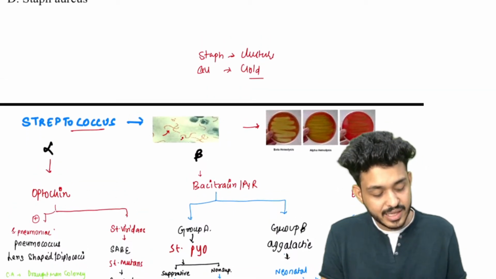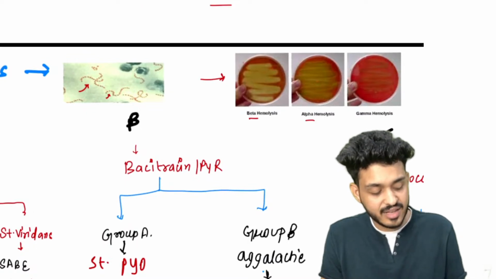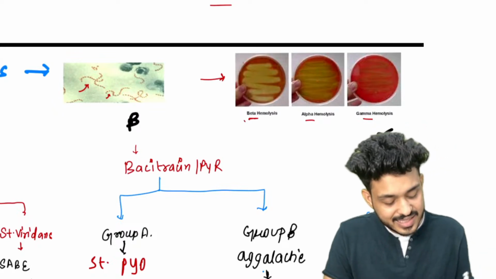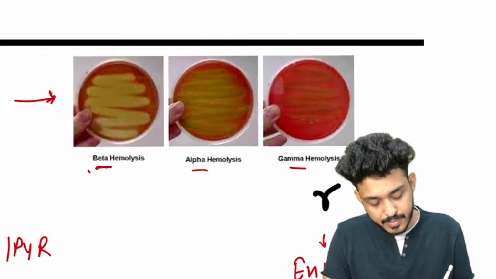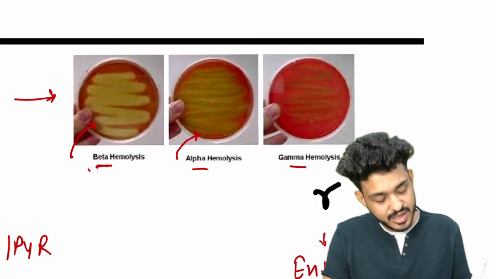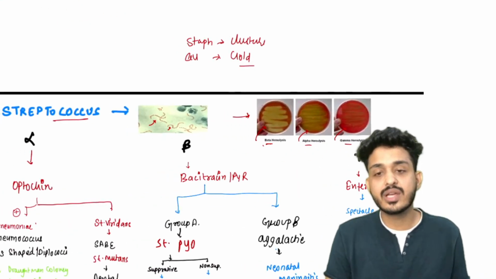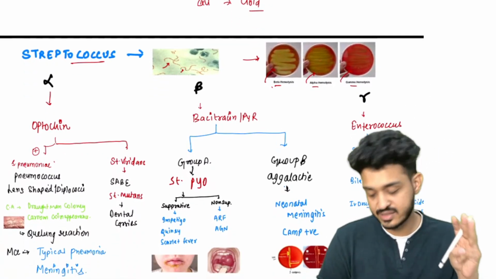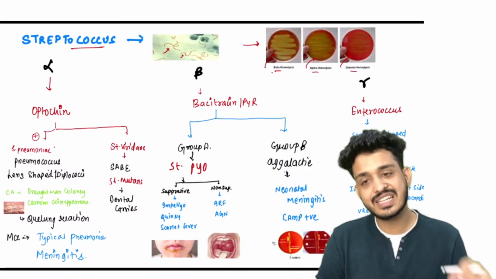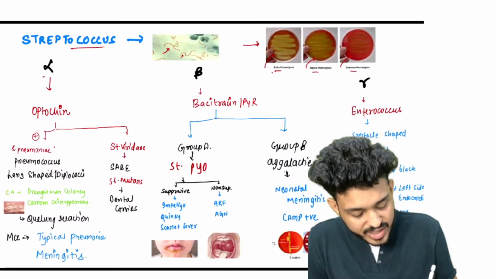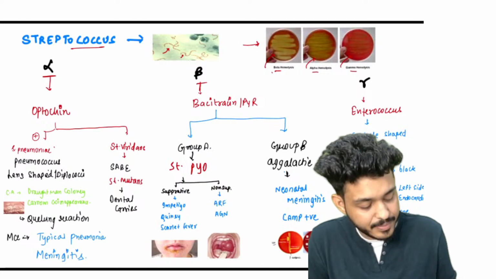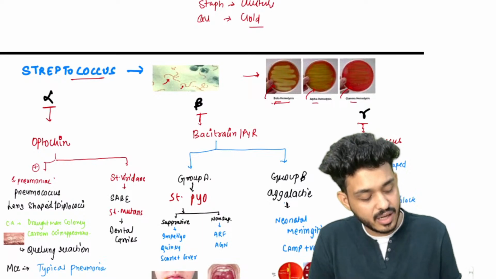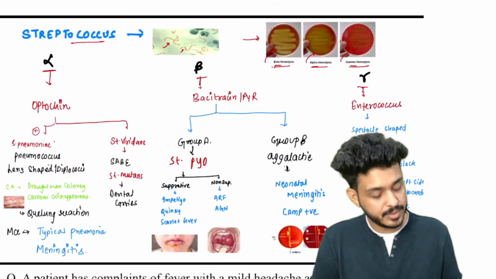So it will be showing hemolysis. Beta hemolysis, alpha hemolysis, gamma hemolysis. It will be showing you 3 types of hemolysis. Beta is complete hemolysis, alpha is partial, and gamma is no hemolysis. On the basis of this particular thing, streptococcus is divided into 3 classes. Very very important guys. Strepto and staph, multiple times question asked. So we are having alpha streptococci, beta, and gamma. How are they divided? On the basis of hemolysis.